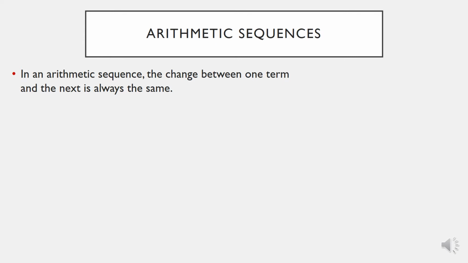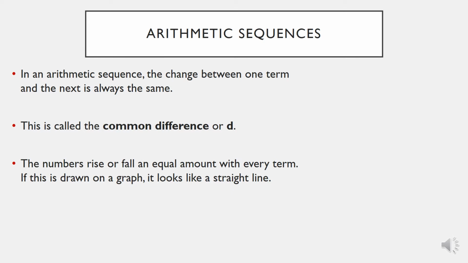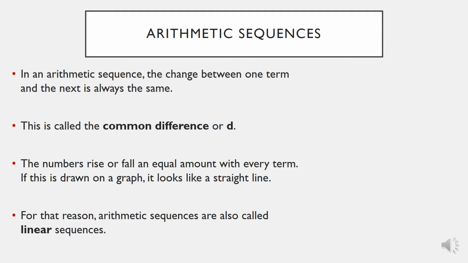So if the numbers are falling by 2, they will continue to fall by 2 each time. This is called a common difference, or D. The numbers rise or fall an equal amount with every term. And if this is drawn on a graph, it looks like a straight line. For this reason, arithmetic sequences are also called linear sequences.